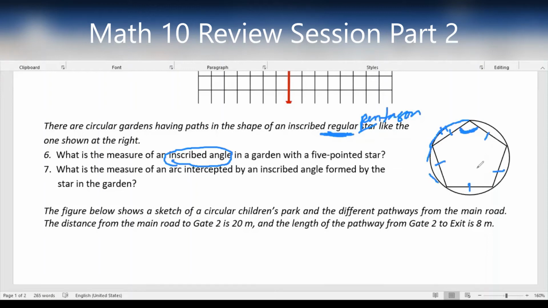Sige. Next pa. More answers pa. Sige. More answers. So take note. Yan. I-delete ko muna. Erase ko muna.